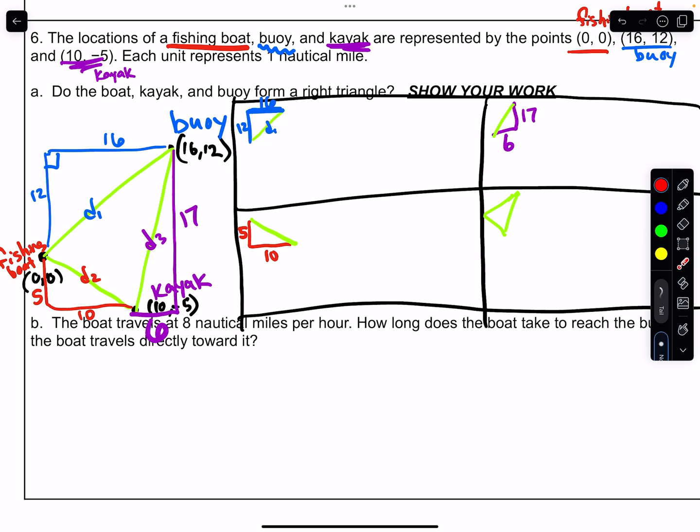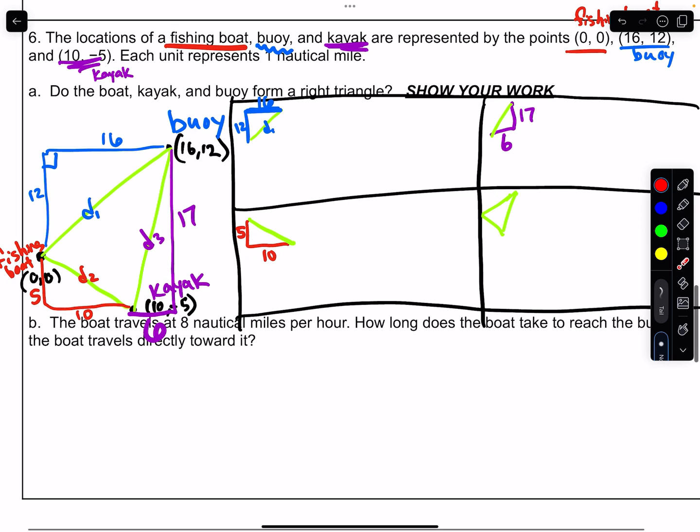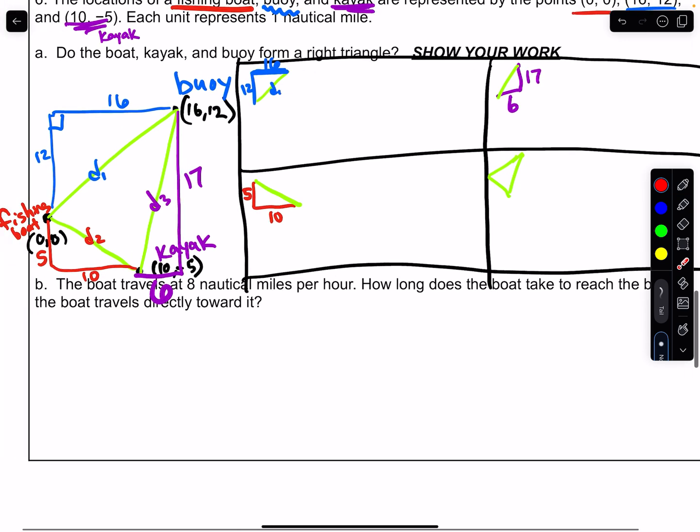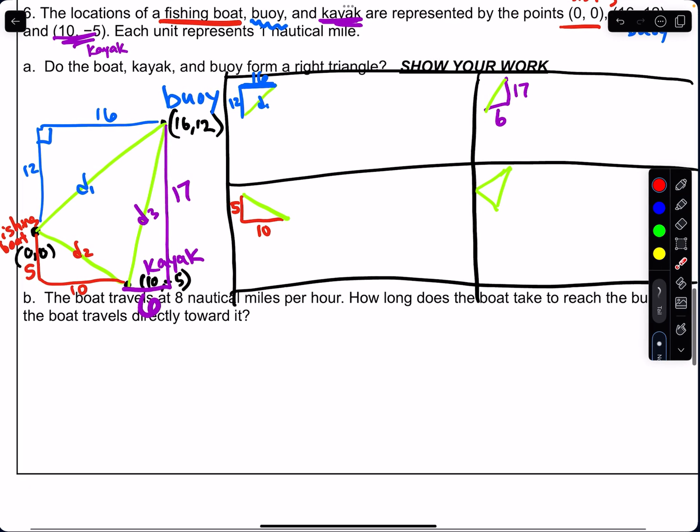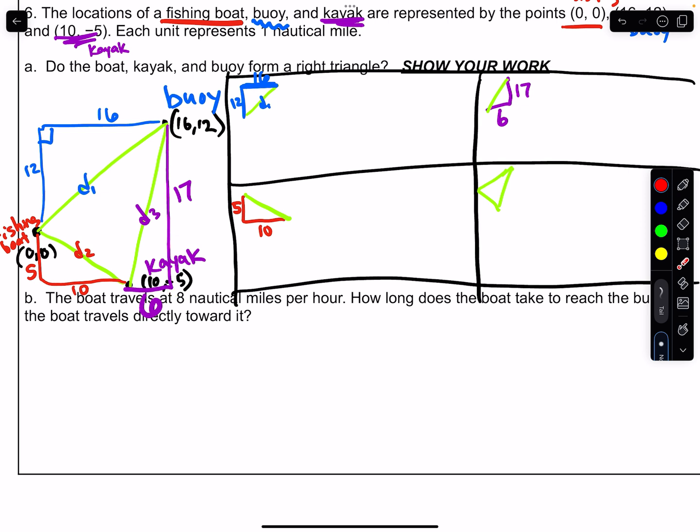Similarly, for the D2 here, I knew that since this is the origin and then the kayak was down 5, I knew that this was a distance of 5. We'll just make it positive because distance is always positive. And the kayak is over 10, so that means this is a distance of 10, so I've got my 5 and my 10. And then lastly, for the purple triangle, I know that this must be 17 because the buoy is up 12 and the kayak is down 5. So 12 and 5 make 17 all together.